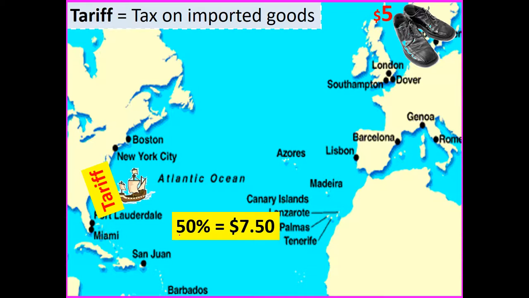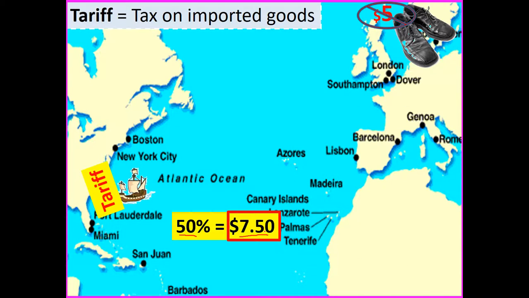Now I'm making it 50% to show an exaggeration, but in a lot of cases there are tariffs that are very, very large. I'm using this to get a point across, because if I show you a tax that's only mere pennies, it won't get the point across the way that I need to show you that tariffs are actually kind of bad. So now instead of a $5 pair of shoes, it's a $7.50 pair of shoes.